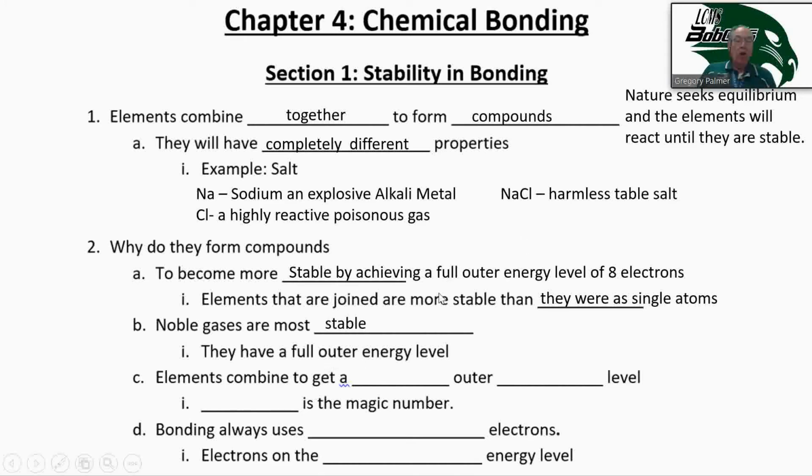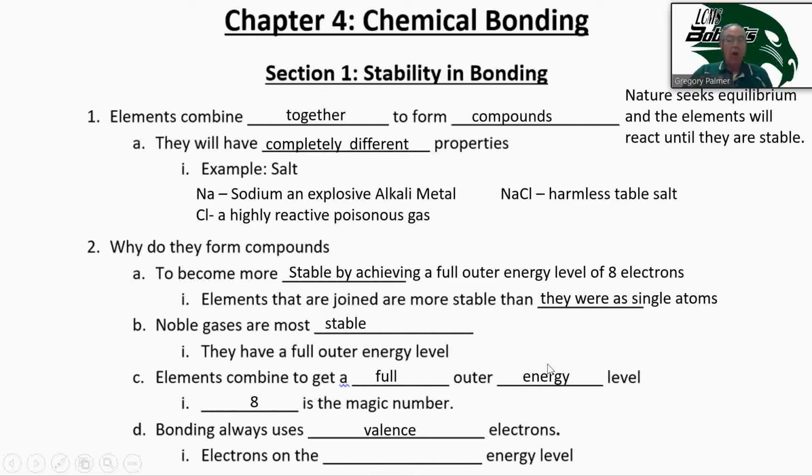The noble gases are more stable because they have those full outer energy levels. And the elements combine to get a full outer energy level and be more like the noble gases. It keeps them stable. 8 is the magic number. If you take chemistry in high school or college, it's actually called the octet rule. The prefix oct, like octagon, means 8-sided. An octopus has 8 legs. So oct is the Latin root for 8.